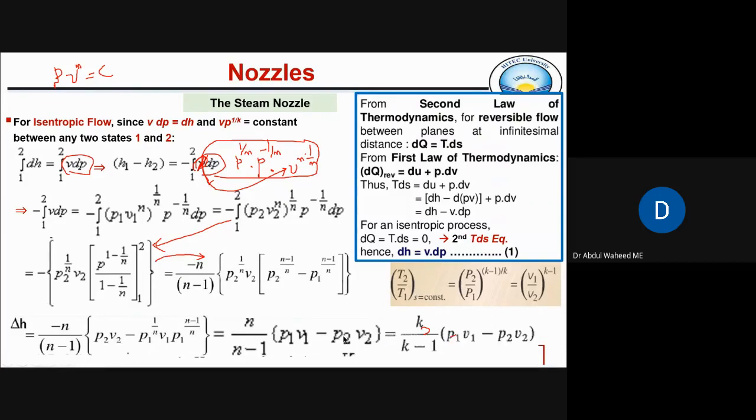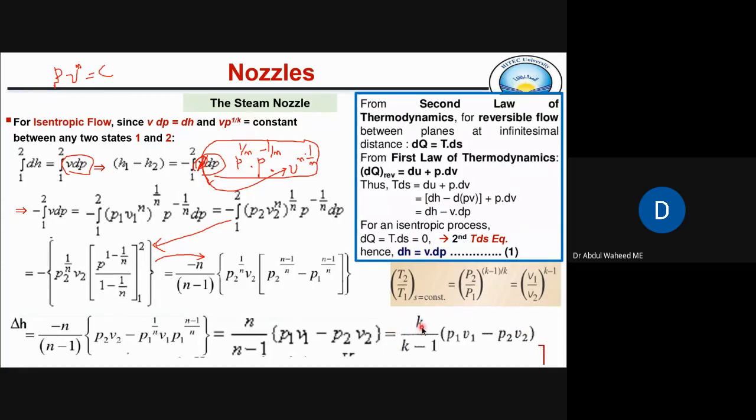So that is the equation which is given in the book in terms of K over K minus 1 into P1 V1 minus P2 V2. What is this equation? That is actually the change in enthalpy, what we have derived to calculate the enthalpy change from state 1 to state 2 for an isentropic flow. Here we have this equation. For an isentropic flow from 1 to 2, the change in enthalpy can be given by this equation.